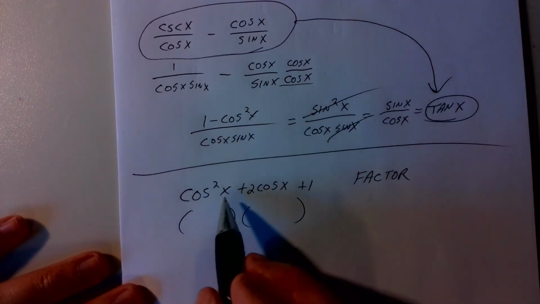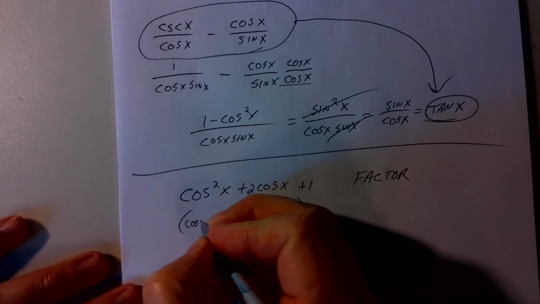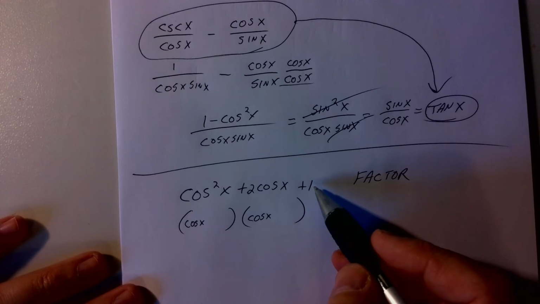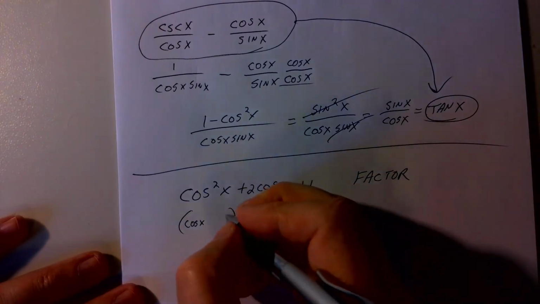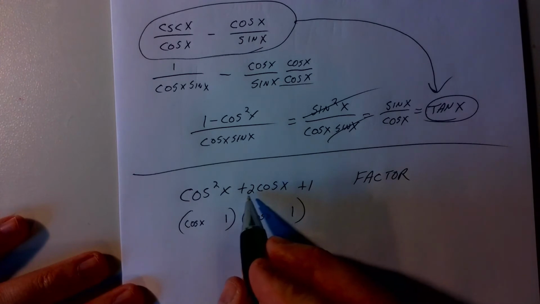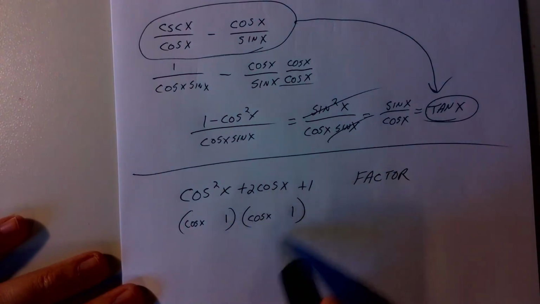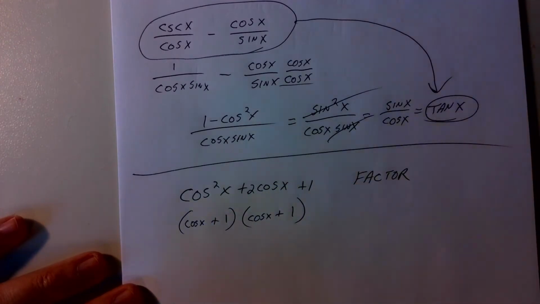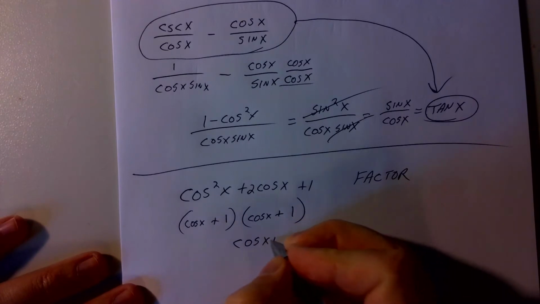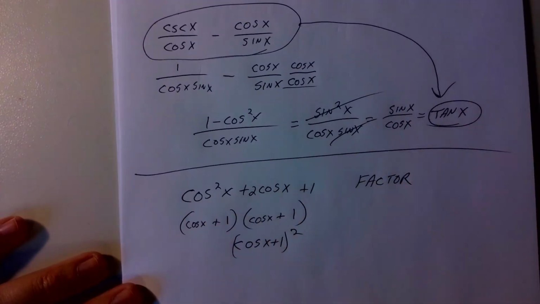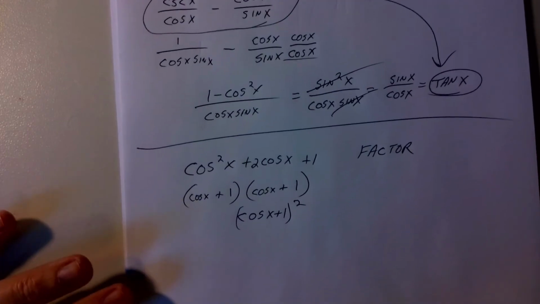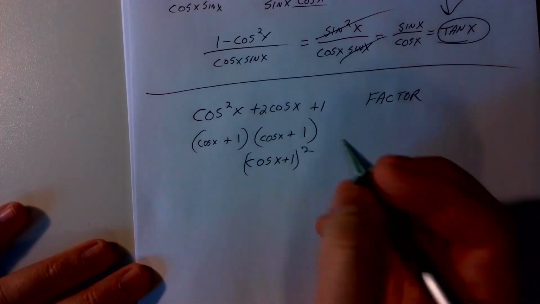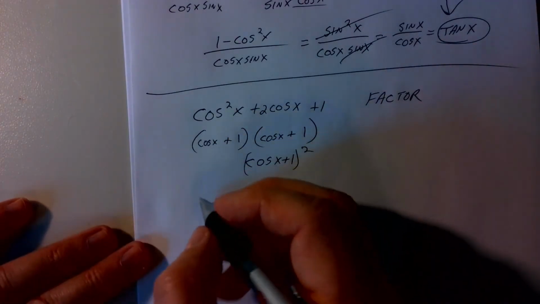So what gives you cosine squared x? Well, the only way you can do that is a cosine x and a cosine x. And you're like, okay, I can do that. Well, what gets you factors of 1? Well, the only factors of 1 are 1 and 1. So I put that there and I put that there. And how do I get 2 cosine x? Well, in the middle, I've got a 1 cosine x. And on the outside, I got a 1 cosine x. And looks like I got that. So this thing factors into cosine x plus 1 quantity squared. It happens to be a, what do we call it? A perfect square.